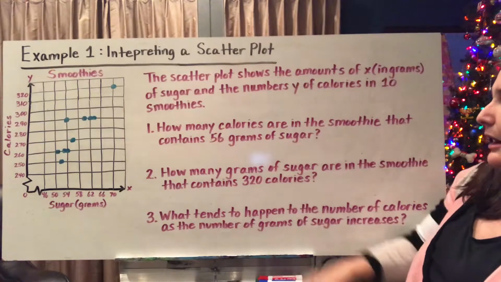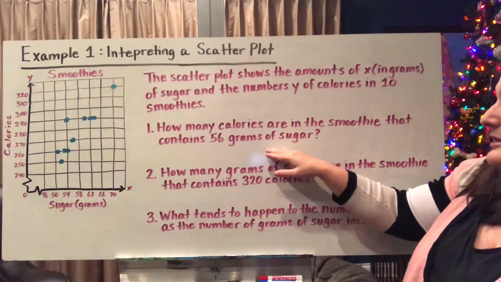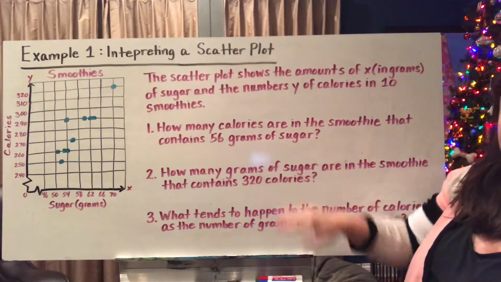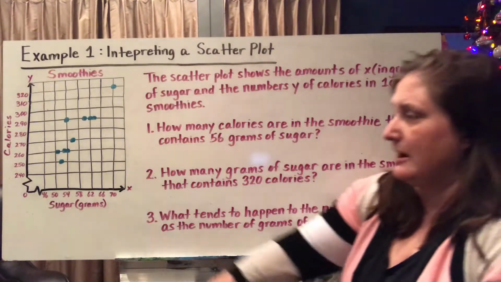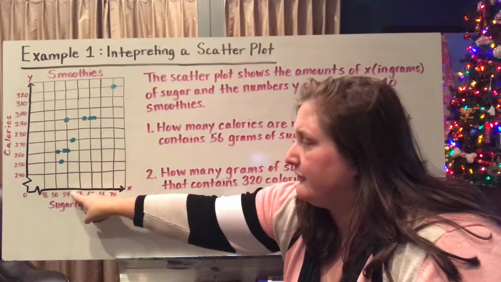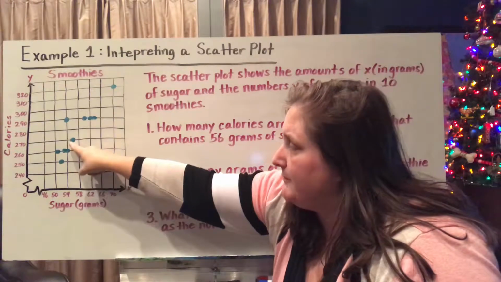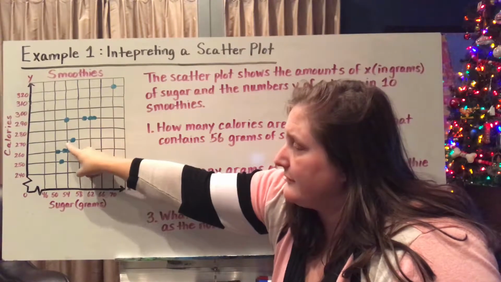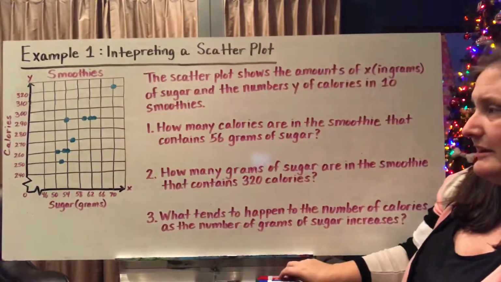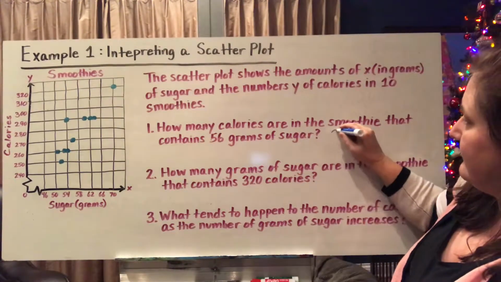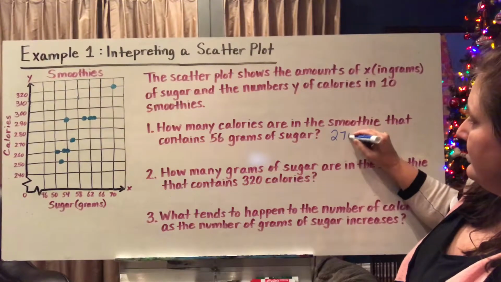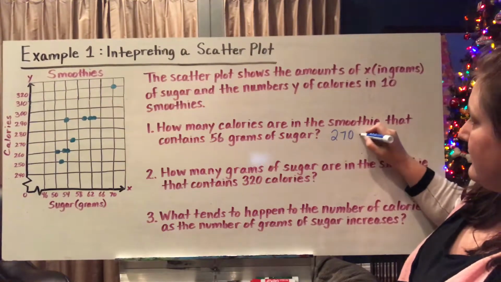So they want to know how many calories are in the smoothie that contains 56 grams of sugar. Well, since sugar is on our x-axis, I'm going to find where 56 would be, between 54 and 58, and follow it up. And that smoothie, if I follow it over, had 270 calories. So there are 270 calories in the smoothie with 56 grams of sugar.